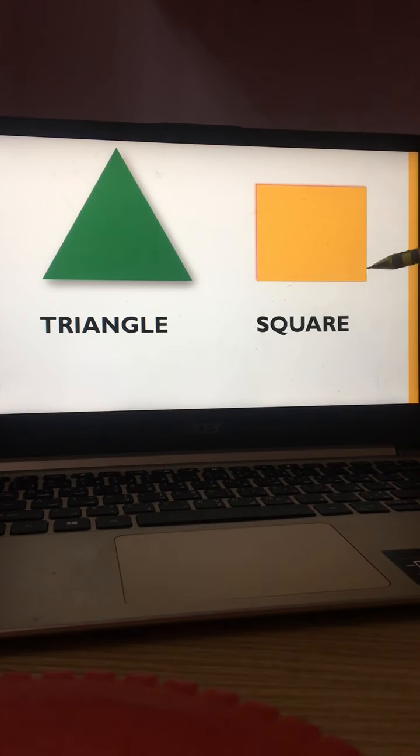The other 2D shape is the square. This is how a square looks. This is the length of the square and this is the width of the square. So this shape is called a square. What is it called? Square.